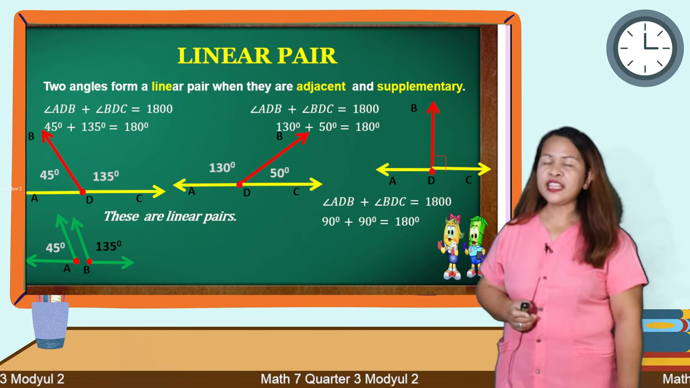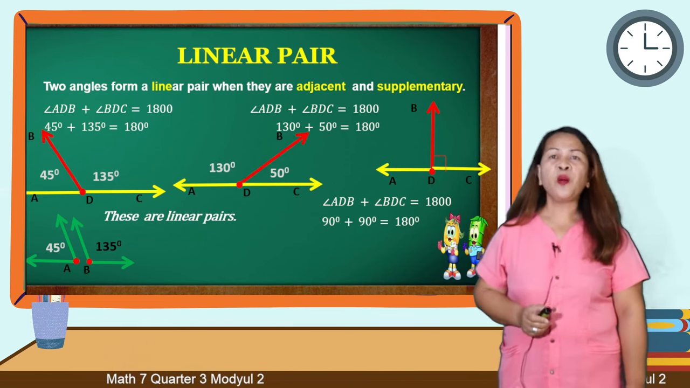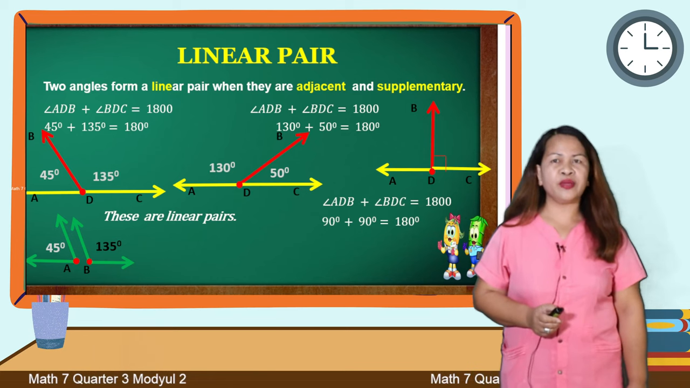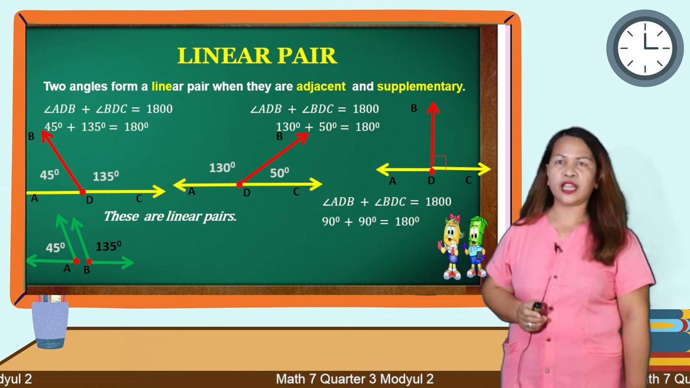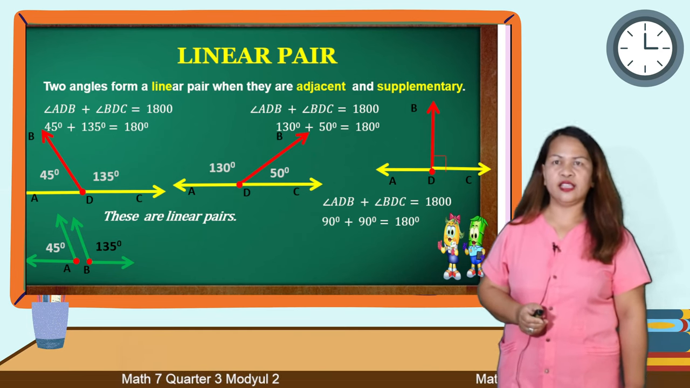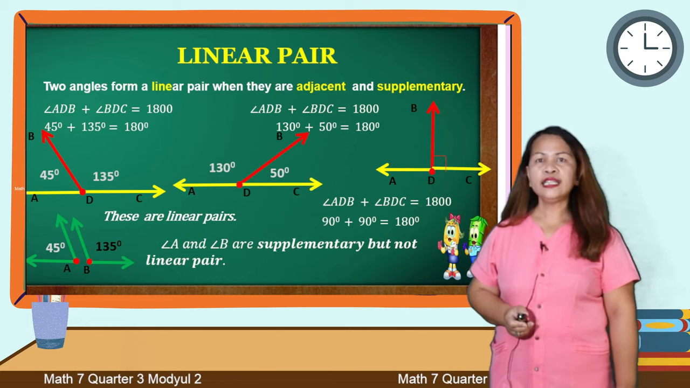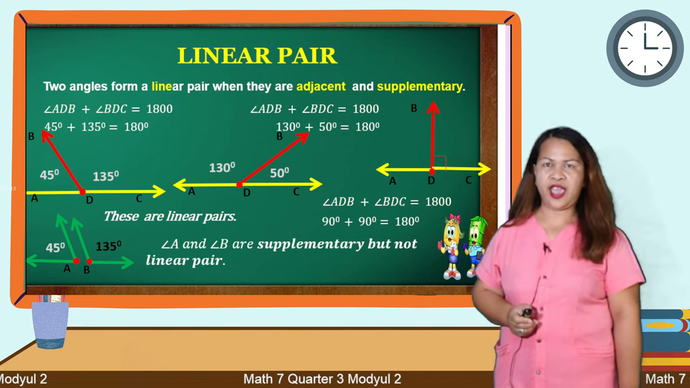Okay, definitely they are not a linear pair because they are not adjacent. But are they supplementary angles? Yes, because their measures add up to 180 degrees, each being 90. So therefore, angle A and angle B are supplementary but not a linear pair.